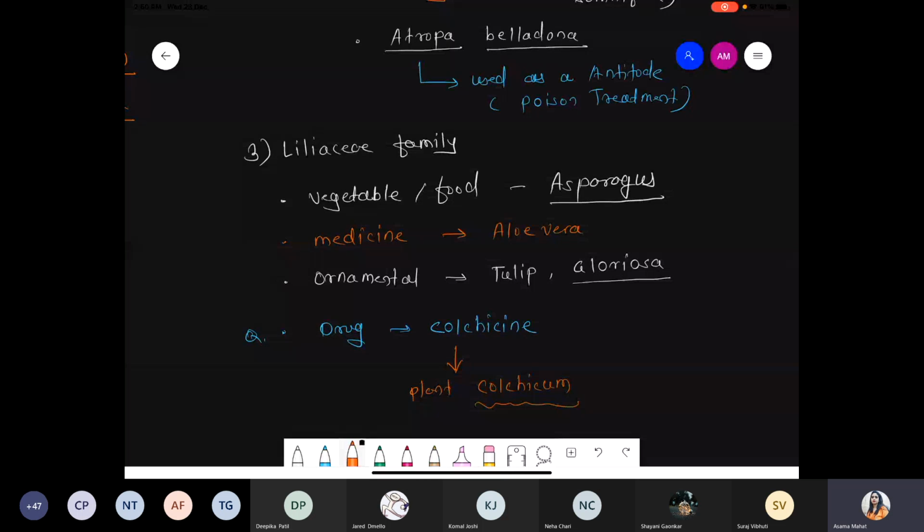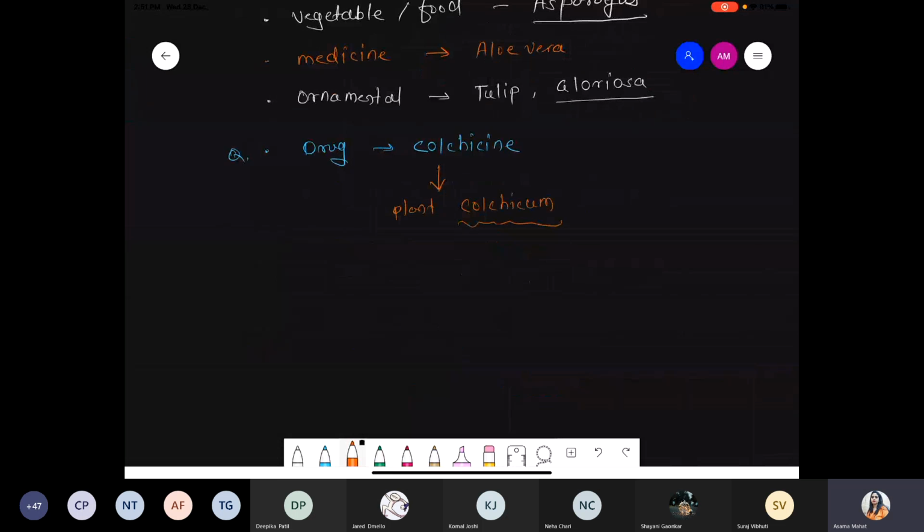Okay, so these are a few examples with respect to the Liliaceae family with their economic importance, and one question was already asked related to the colchicine drug. Colchicine drug creates polyploidy, the chromosome number will increase, and as well as it is responsible for blocking the metaphase. It binds with the spindle fiber and stops the movement of the spindle fiber. So those parts we'll discuss in cell cycle, cell division. Okay. So with this, we end the chapter morphology of flowering plants.